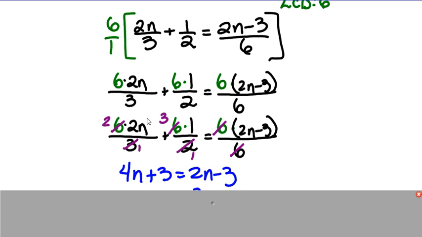2 times 2n, that's 4n. 3 times 1 is 3, and we have our 2n minus 3. Here's just a linear equation that we can solve like we normally do.